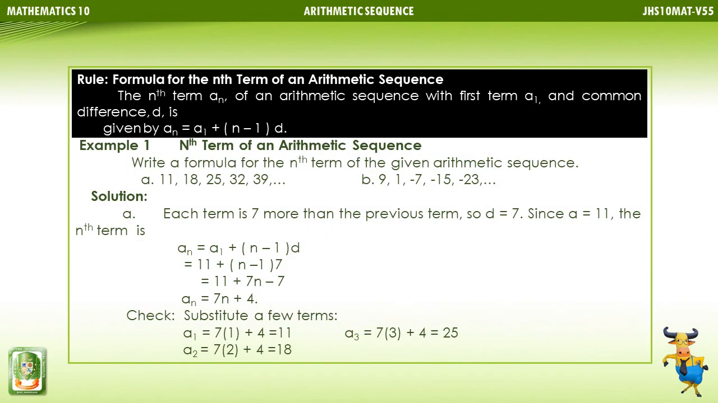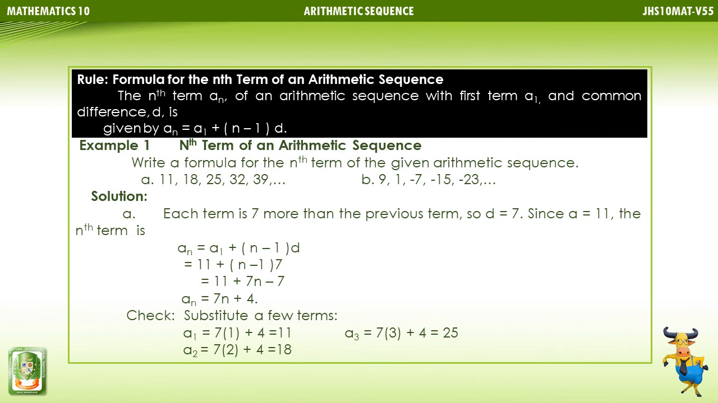Rule. Formula for the nth term of an arithmetic sequence. The nth term a sub n of an arithmetic sequence with first term a sub 1 and common difference d is given by a sub n equals a sub 1 plus n minus 1 times d.